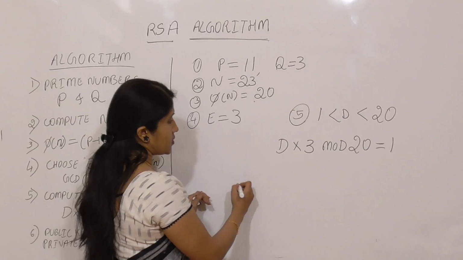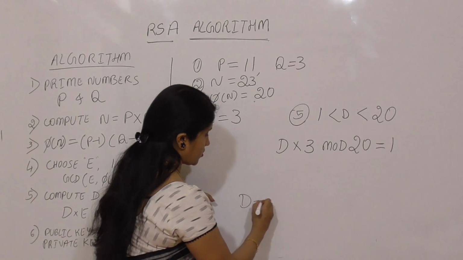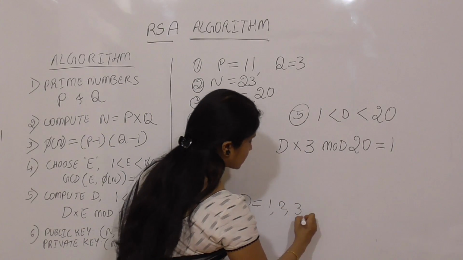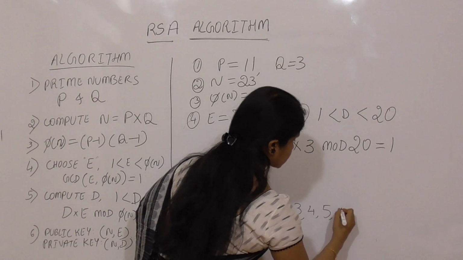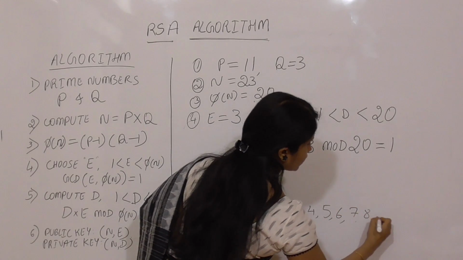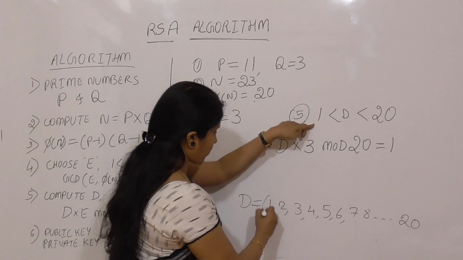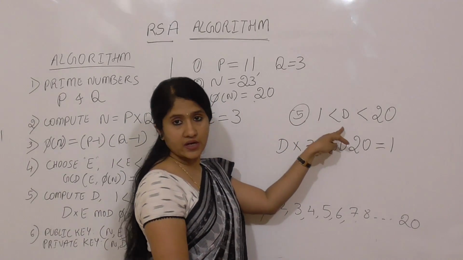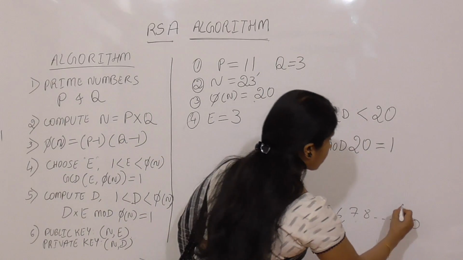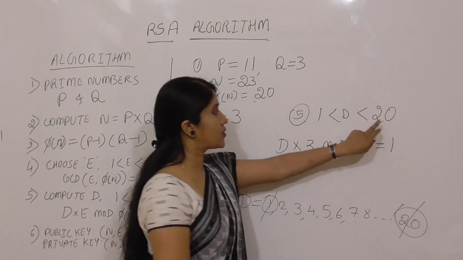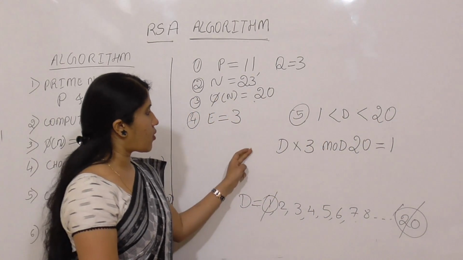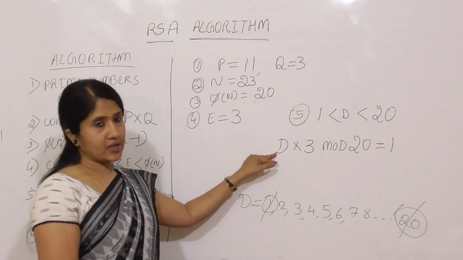Now let me assume D is equal to, let me keep on testing, 1, 2, 3, 4, 5, 6, 7, 8 up to 20, right? Of course I cannot have 1, so that is cancelled out, it should be greater than 1, and I cannot have 20, that is also cancelled out because it should be less than 20. Now let me keep on testing it.